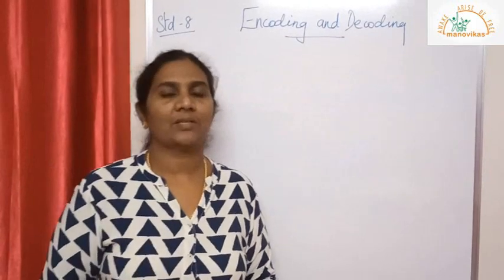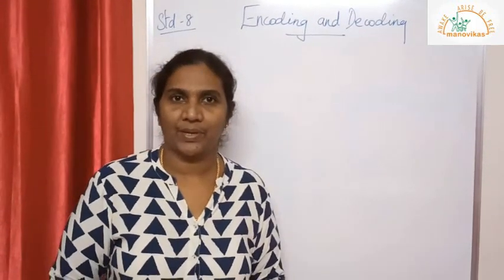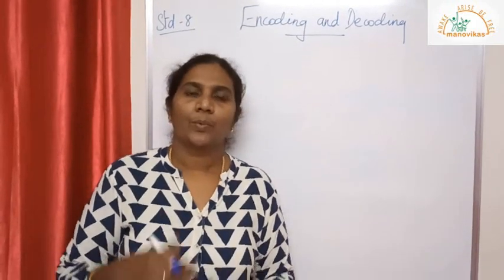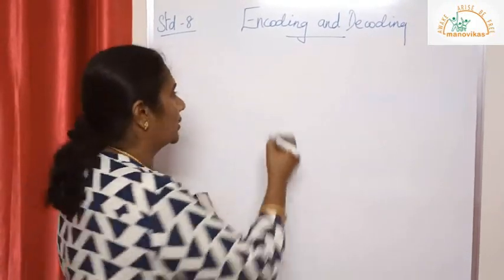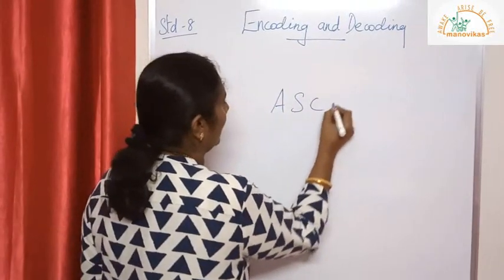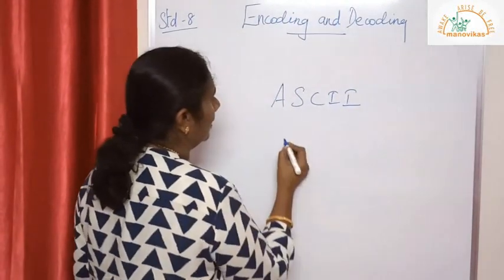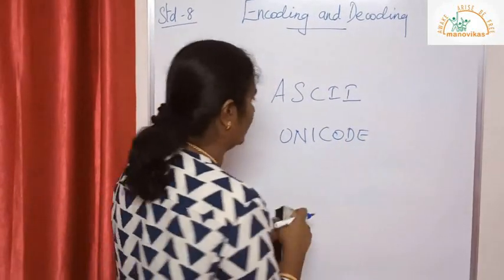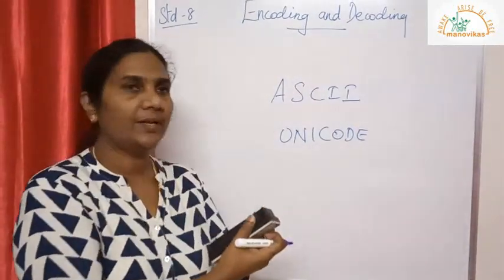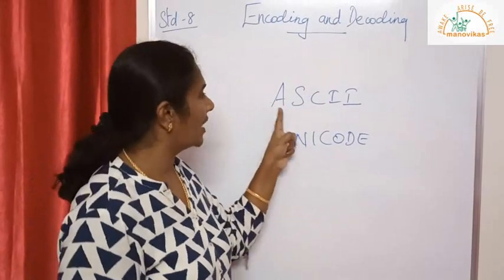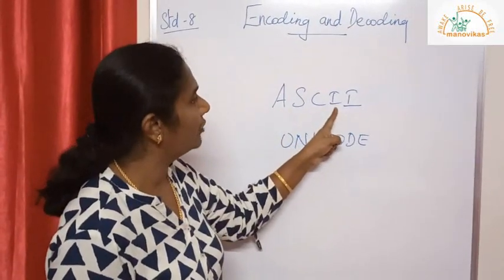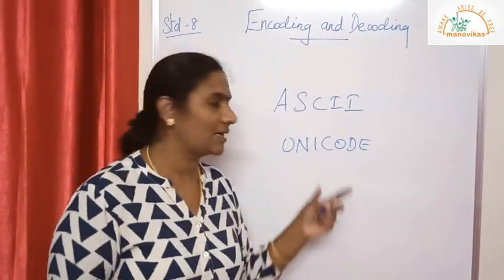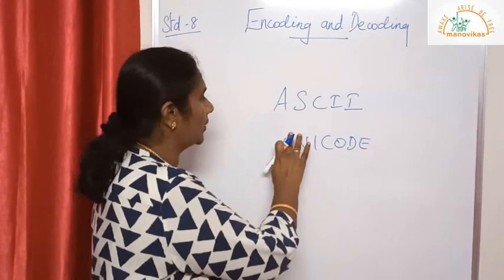There are different ways of encoding and decoding. There are different systems which are used for encoding and decoding. One of the best ways is using ASCII code. The other one is Unicode. I have explained earlier what ASCII is, that is American Standard Code for Information Interchange, and Unicode is a short form of universal code.